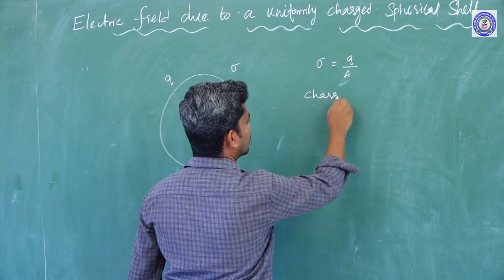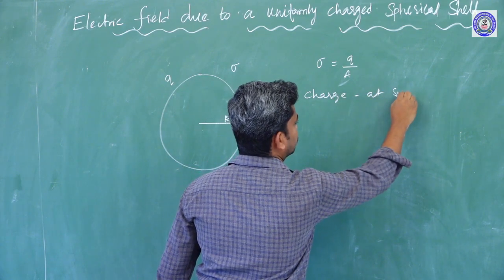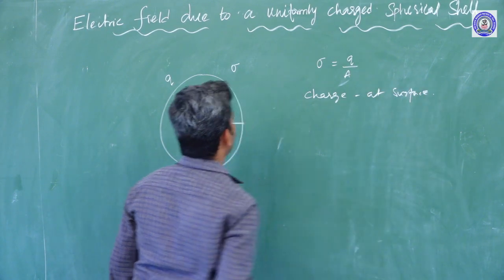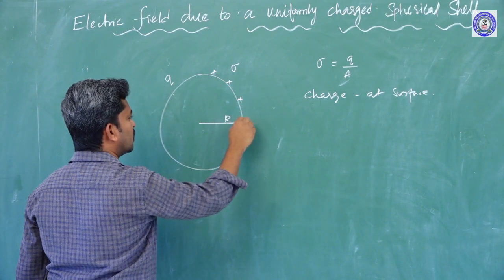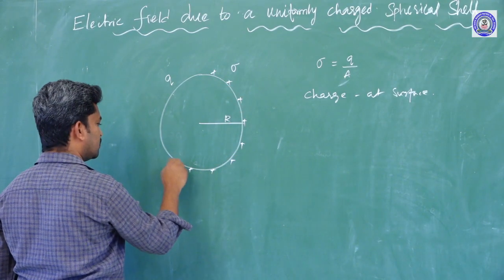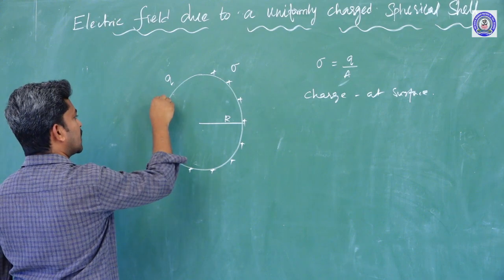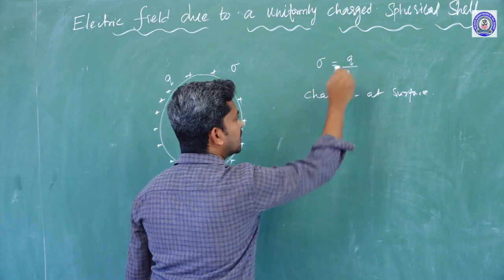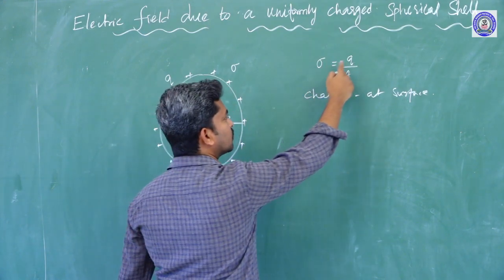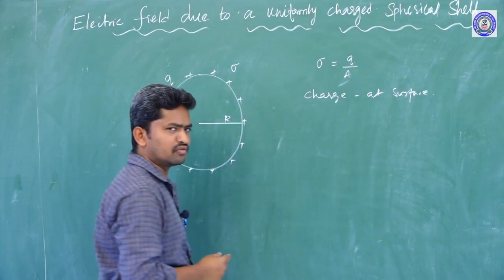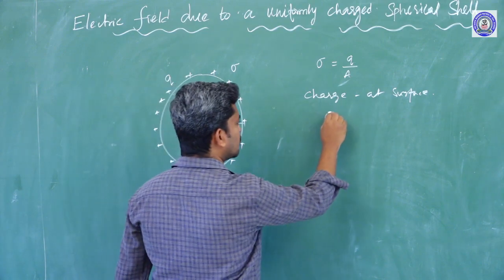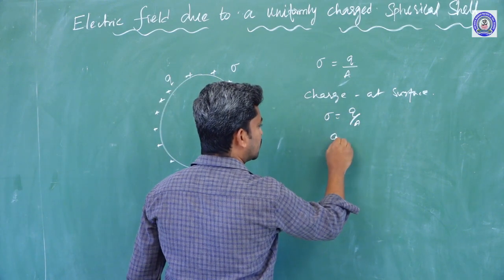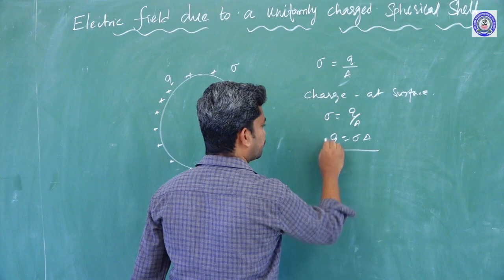Charge is uniformly distributed at the surface of the sphere. The net charge of the sphere is q, area A. Charge density is equal to charge divided by unit area. So sigma is equal to q by A, and q is equal to sigma A.